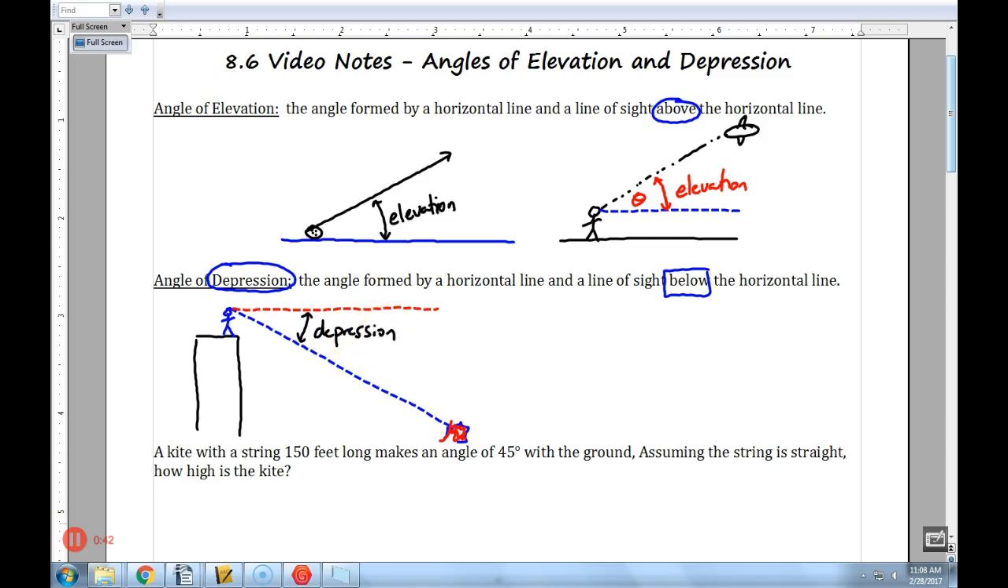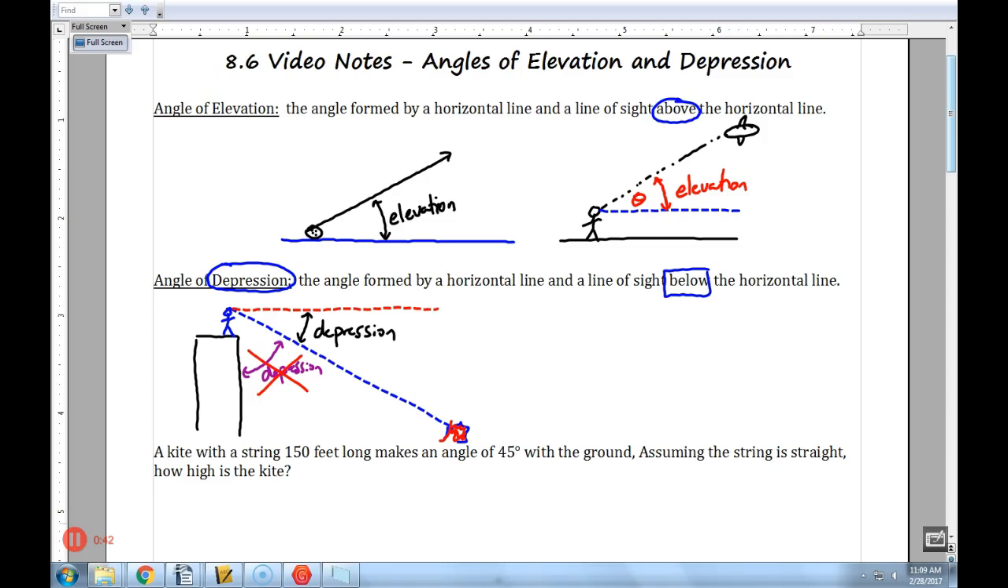For some reason people want to make this one, now I'm going to put this in purple, but I'm going to cross it out here in a second. For some reason people want to call that the angle of depression, and that is wrong. Do not do that. It's not the angle of depression, because there's no horizontal line that it's trapped between. It has to be from a horizontal line coming down.